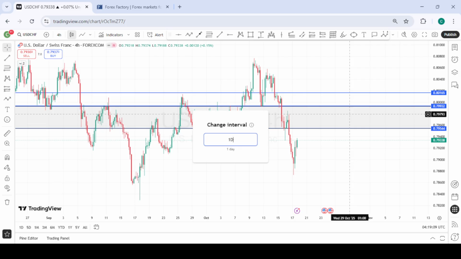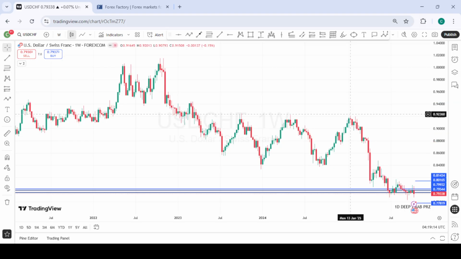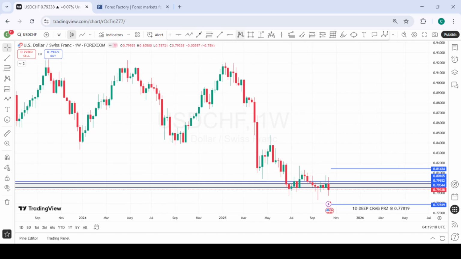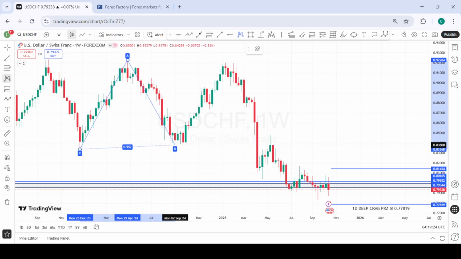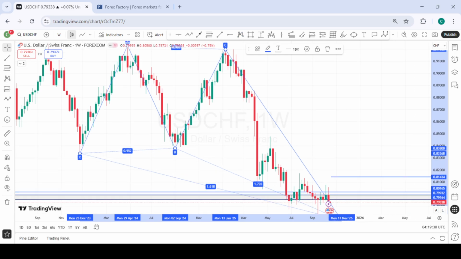So we have here USDCHF. For USDCHF, we have this huge harmonic pattern developing. This is the overall view of USDCHF. We have this X, we have this A, we have this B leg, we have this C leg, and we're expecting the completion of this harmonic pattern, which hasn't yet been fulfilled.